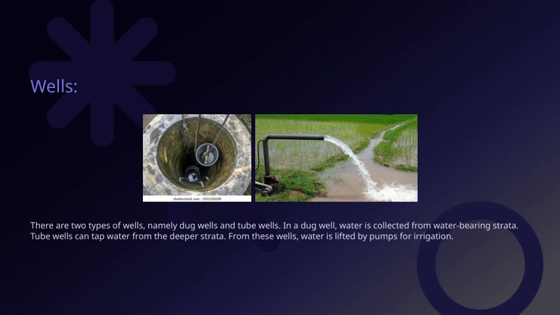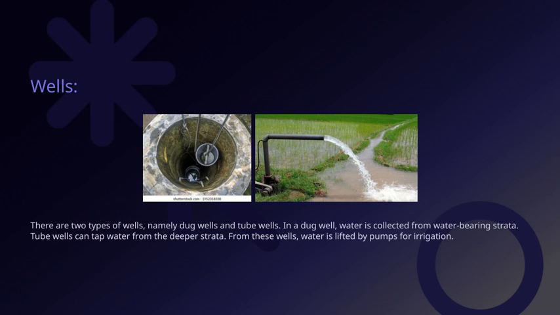On the other hand, tube wells go deeper and tap into underground water sources from much lower strata. They are usually equipped with pumps that help lift the water to the surface, making irrigation much more efficient, especially in areas where surface water is scarce. Recognizing the difference between these wells helps us appreciate how water is extracted and utilized for agriculture and other needs.